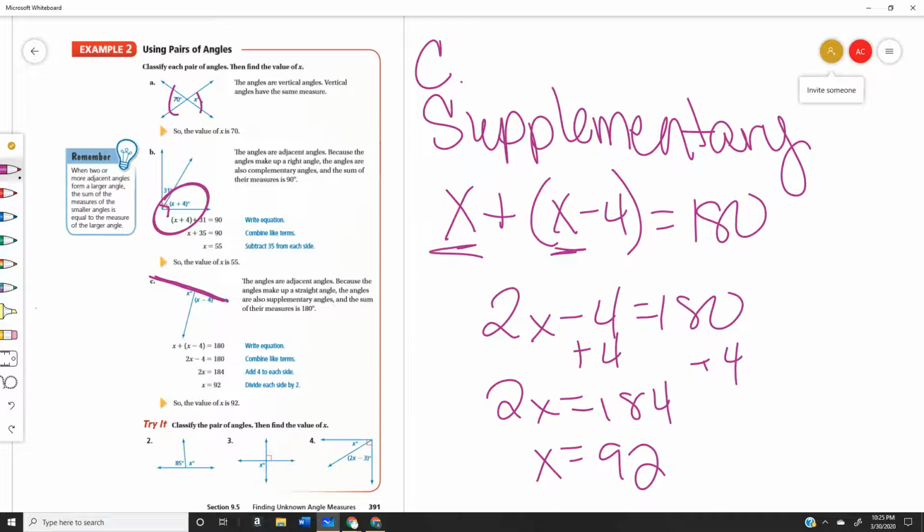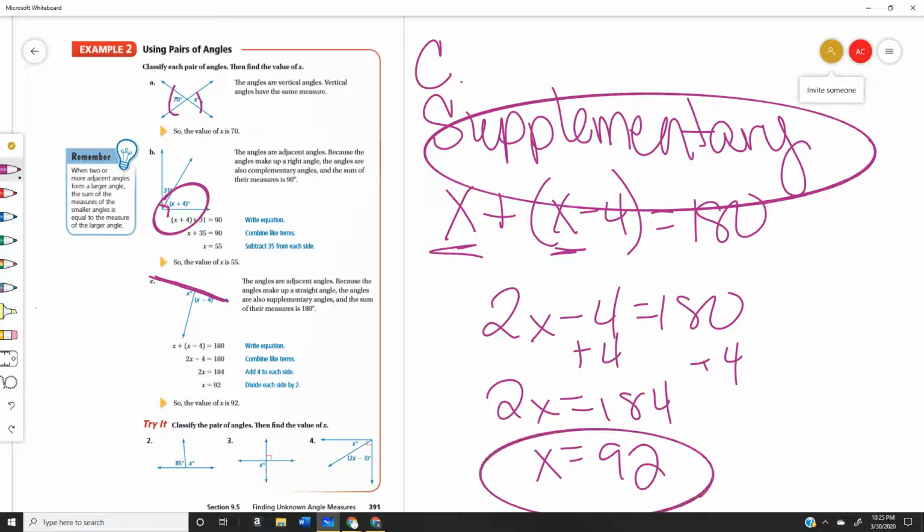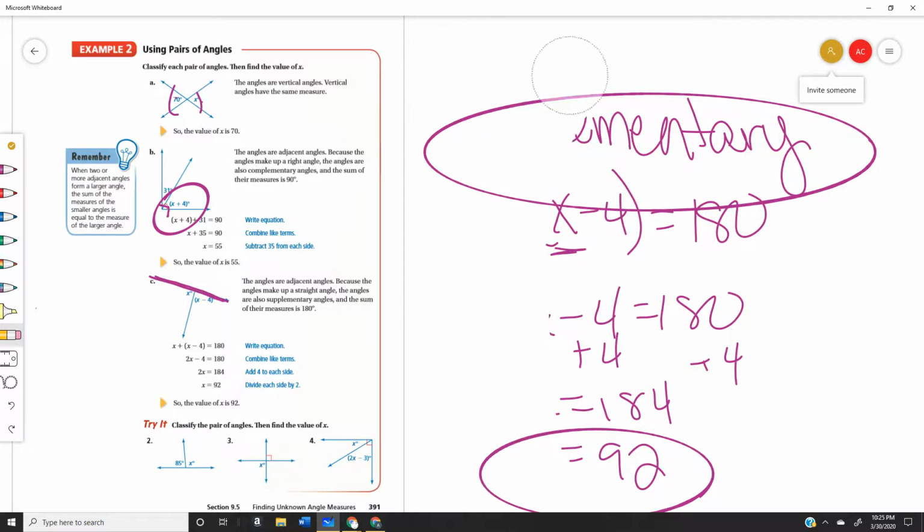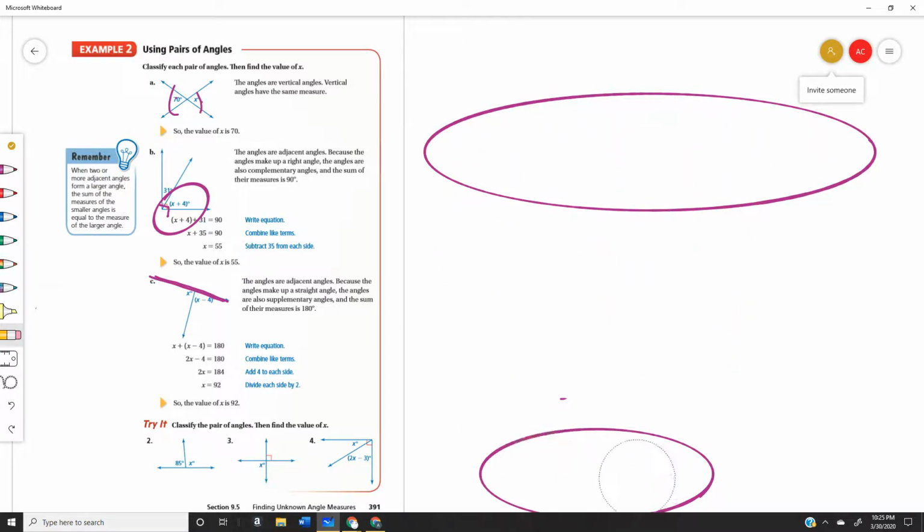Okay? So I found the value of x. That's all they asked me to do. Identify the angle relationship and then find the value of x. I did that. So now I want you to go ahead and try 2, 3, and 4. Pause the video, do 2, 3, and 4, and then when you come back, I'll leave you the answers on here.